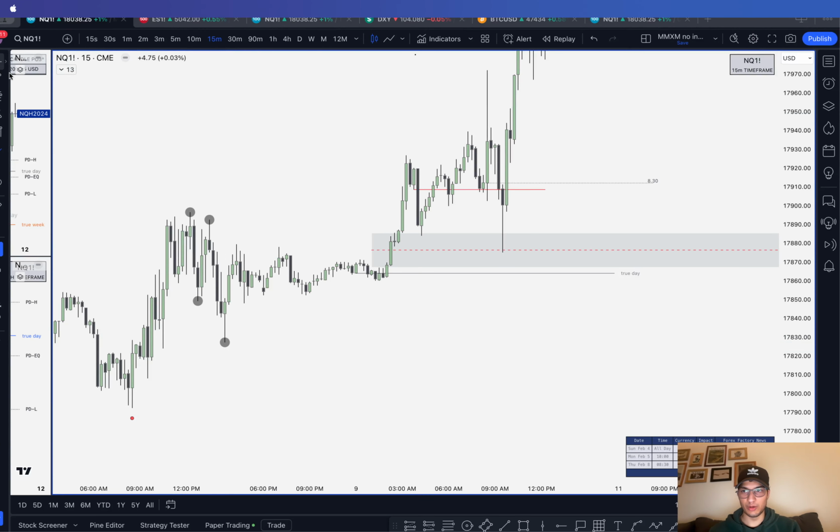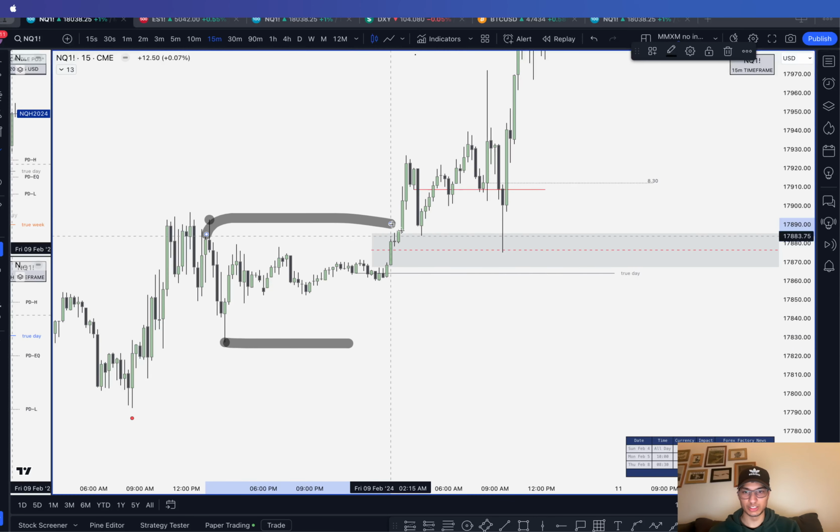Okay, so now let's just get rid of this one. Now we have, this is a high in the market, and this is a low. Now, let's draw this out. You have to be looking at market structure like this. It's not easy to do, but that's your range.